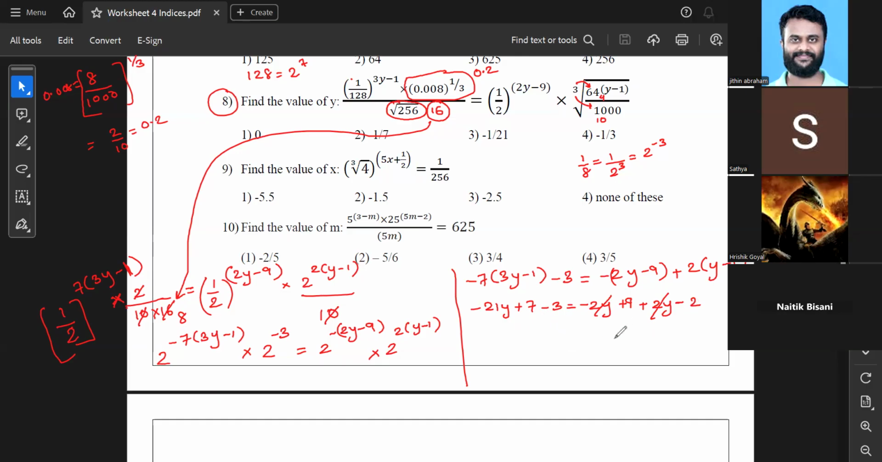It goes to the other side. It becomes minus 4. And over here, 9 minus 2, 7 it is. 7 minus 4, 3 it is. So on the left hand side, I'll have minus 21y. On the right hand side, I'll have 3. So none of these. Y is equal to minus 1 by 7 it will become.